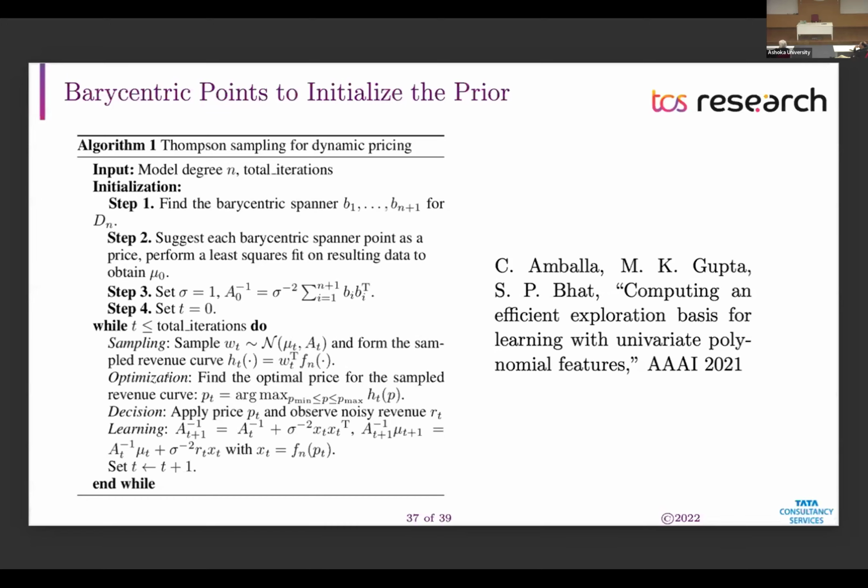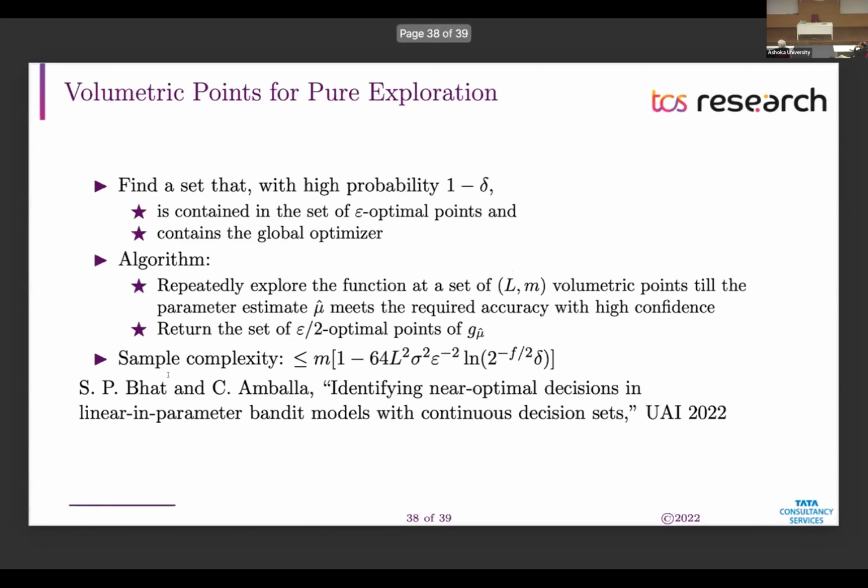So this was an empirical study. We found that if you do one round of exploration at the barycentric spanner and use the resulting data to initialize the prior, then empirically you do much better in terms of regret. That is given in this particular paper.